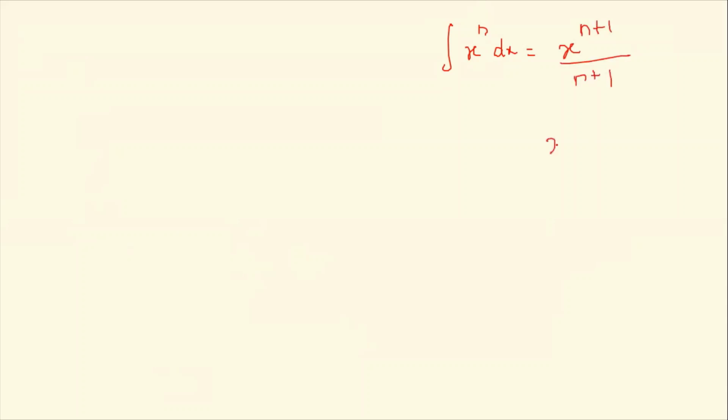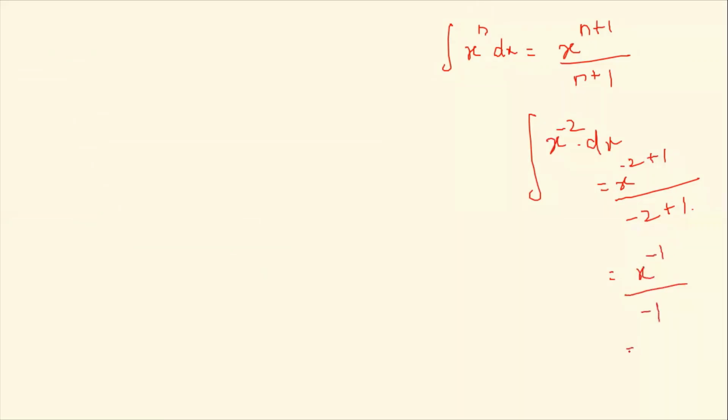So integration of x power minus 2 dx will be x power minus 2 plus 1 divided by minus 2 plus 1. Minus 2 plus 1 is minus 1. So it will be minus 1 by x, because x power minus 1, when it comes down, is 1 by x. So minus 1 by x. I hope this integration is clear to all of you.